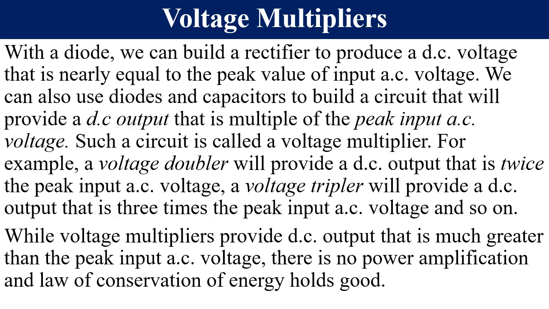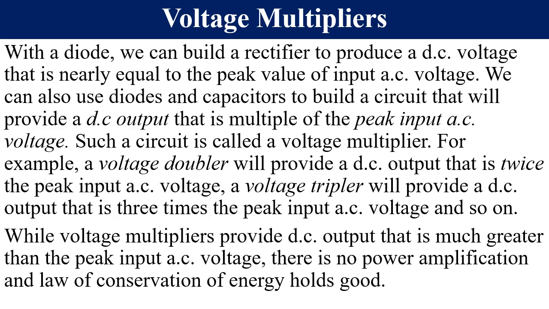What basically is a voltage multiplier? This is a circuit that produces a DC output that is a multiple of the peak input AC voltage. So from an AC input voltage, we are producing an output that is DC in nature and is also a multiple of the input peak AC voltage. So we've got voltage doublers and voltage triplers that we are going to look at in this electronics course.